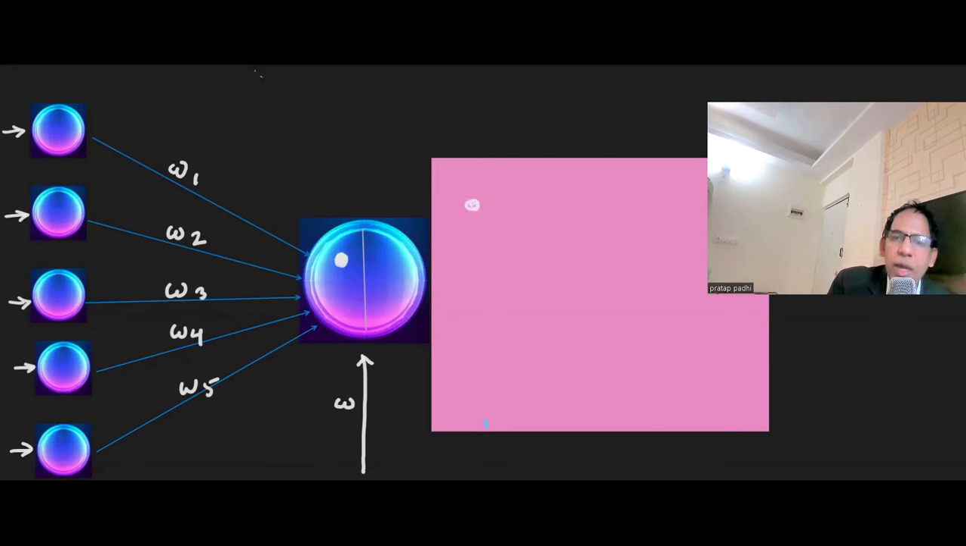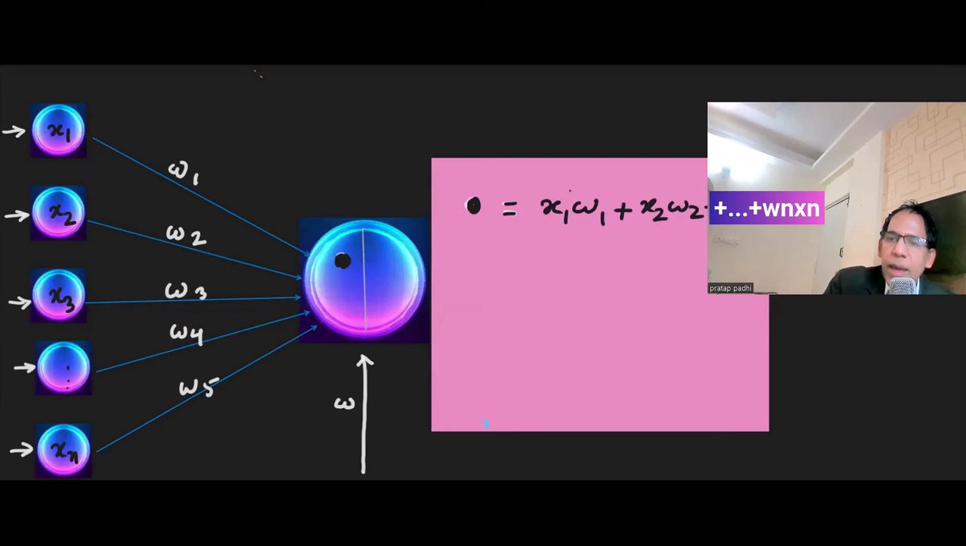So the value here will be equal to a linear combination of the inputs and here the weights. The inputs, if I write here, suppose x1, x2, x3, up to xn, then if you multiply with w1, w2, wn, then this will be x1 w1 plus x2 w2, and finally, the last term will be xn wn. So this value we got here.